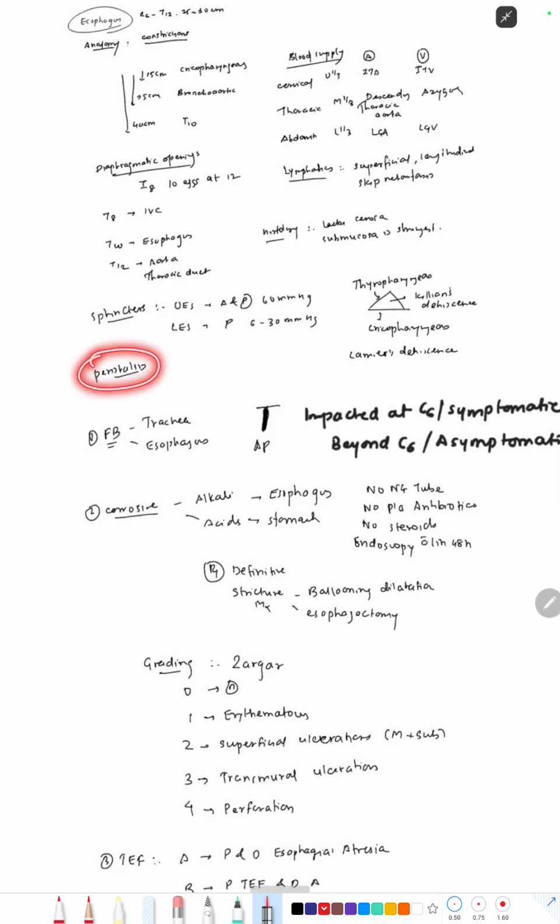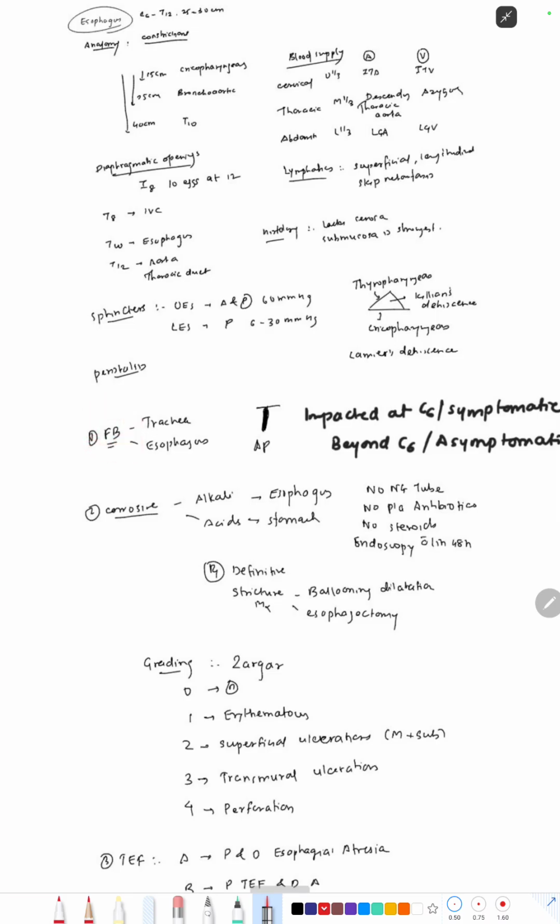Now peristalsis, there are 3 types of peristalsis: primary peristalsis, secondary peristalsis, and tertiary peristalsis. Primary peristalsis is a propulsive wave which normally leads the food particles to go forward. Secondary peristalsis is again a propulsive wave which helps the remaining food particles to move forward, while tertiary peristalsis is not propulsive in nature. Then talking about the pathologies, the first is going to be the foreign body.